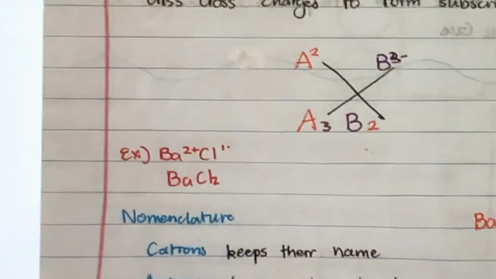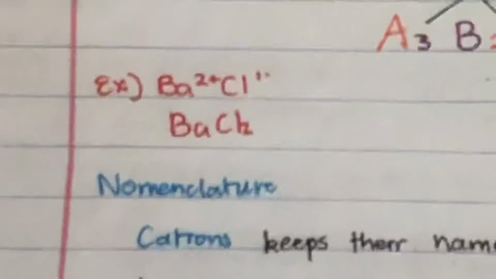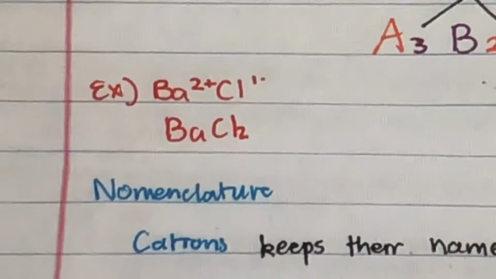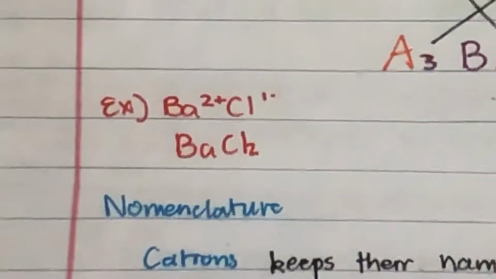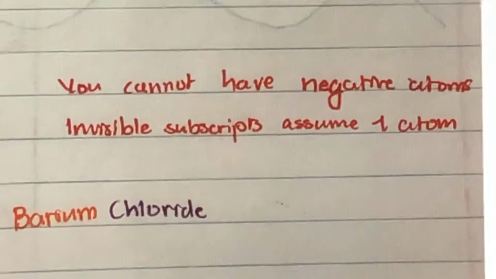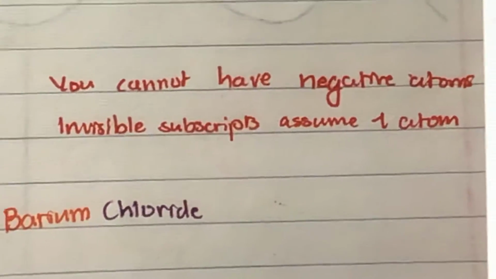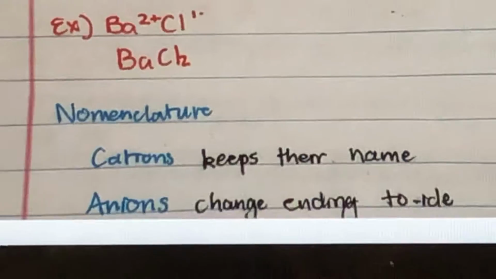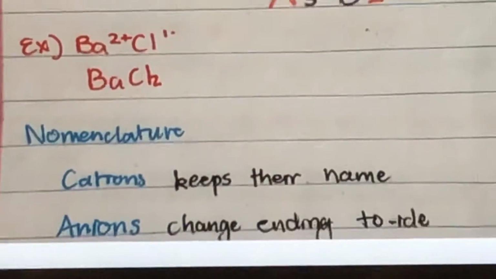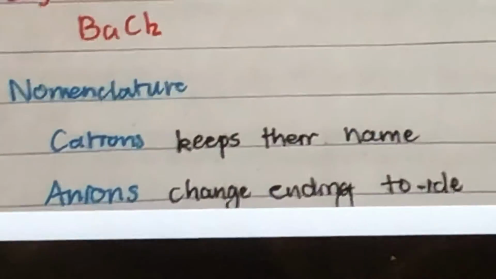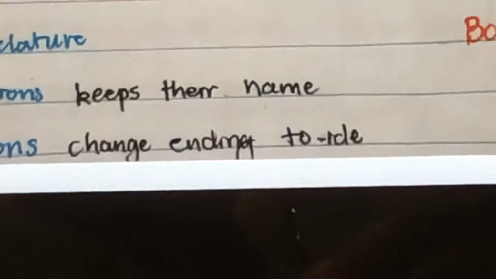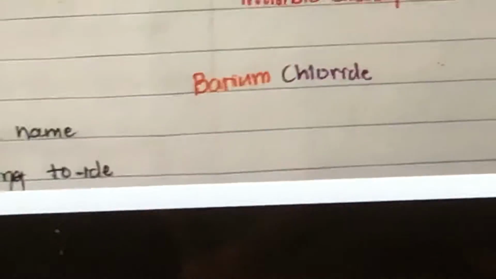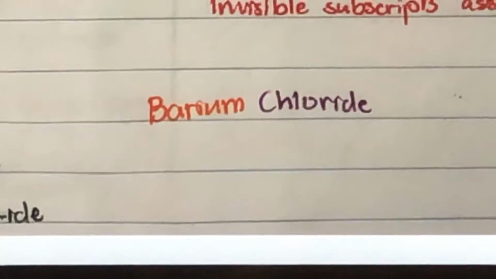When we crisscross the subscripts, -1 should not be written. It should be assumed that there's a 1 there, and it shouldn't be negative, because you cannot have negative atoms. Invisible subscripts assume 1 atom. So that is the end result. So in nomenclature, cations keep their name, and anions change their endings to IDE, such as shown, barium chloride.